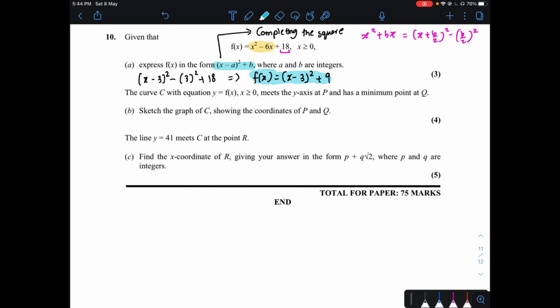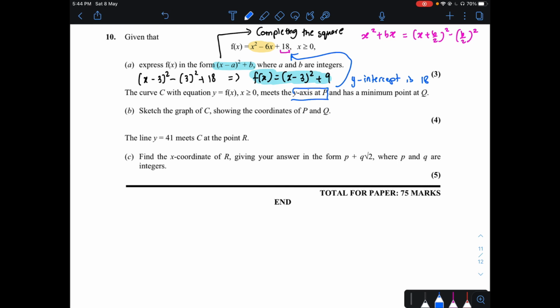So that's our final answer for A. The key step here was that we divided by 2, we followed the formula, and that's what we got. All right, part B. Sketch the graph C showing the coordinates of P and Q. They're telling you that it meets the y-axis at P and has a minimum point Q. This is pretty simple now because P is directly related to the 18, isn't it? So our y-intercept is 18.